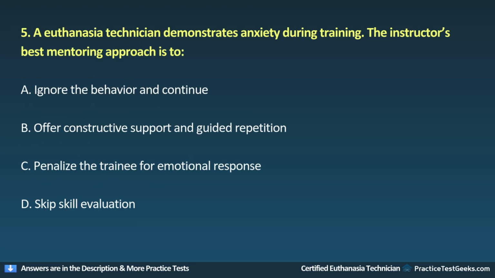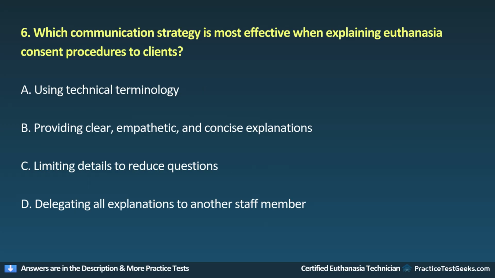5. A euthanasia technician demonstrates anxiety during training. The instructor's best mentoring approach is to A. Ignore the behavior and continue. B. Offer constructive support and guided repetition. C. Penalize the trainee for emotional response. D. Skip skill evaluation.